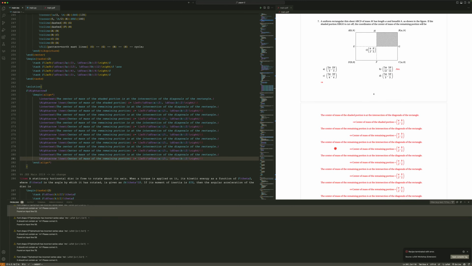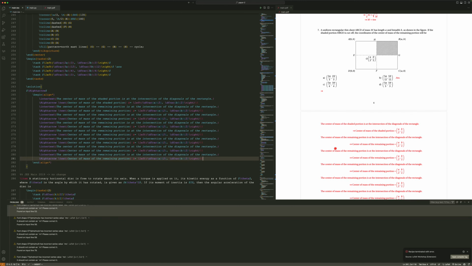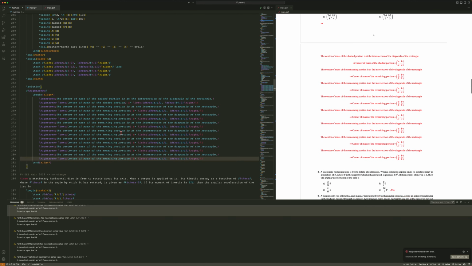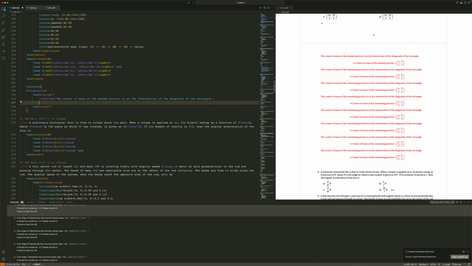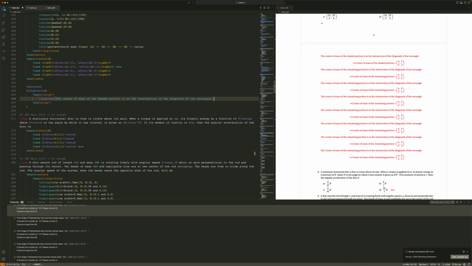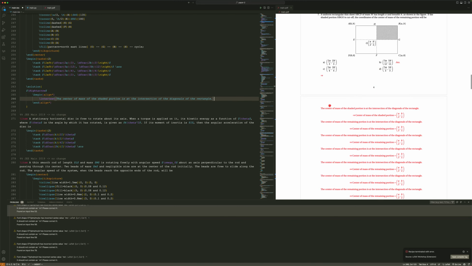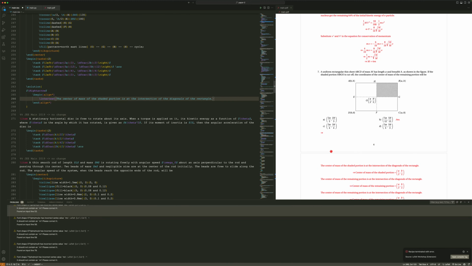Center of mass of the shaded part, which is wrong. It's totally messed up. So let's delete everything and start from the beginning. Center of mass of the shaded portion is the intersection of time. No man, that's not right. We should actually find out the center of mass for the complete rectangle. So let's do it from the beginning.